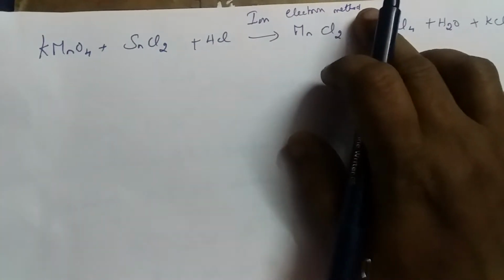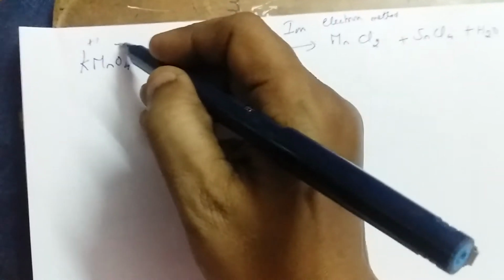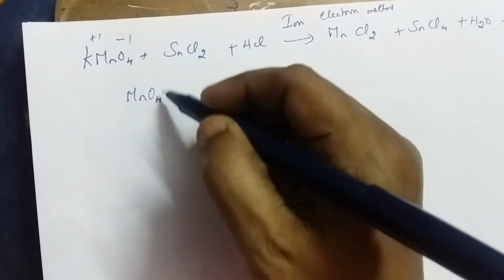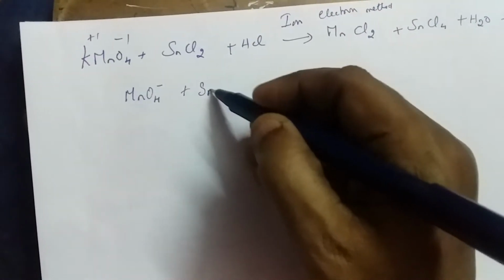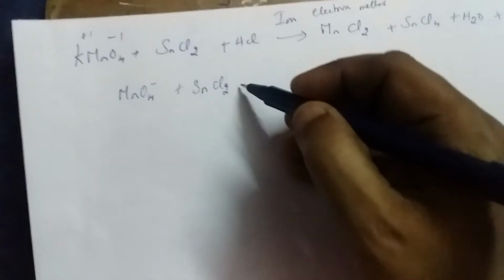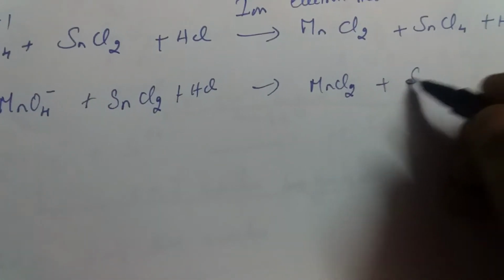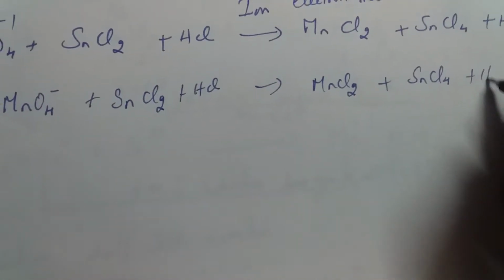Since it is the ion electron method, this is the normal form, you have to convert this equation into ionic form. Here KMnO4 is split into K plus and MnO4 minus. Therefore you have to write MnO4 minus plus SnCl2 plus HCl, that gives MnCl2 plus SnCl4 plus H2O.